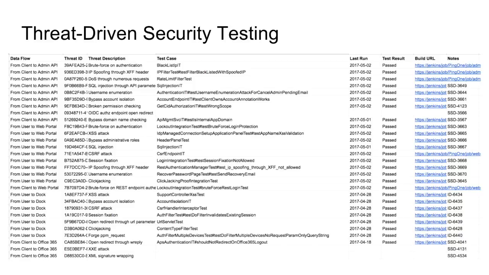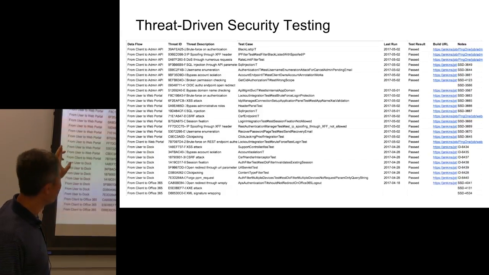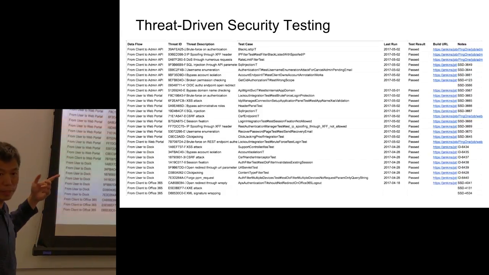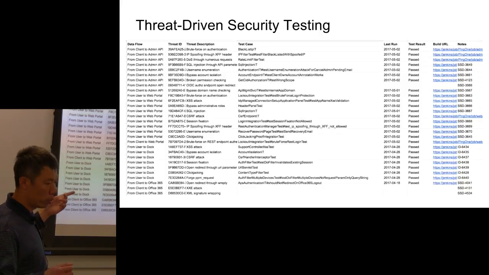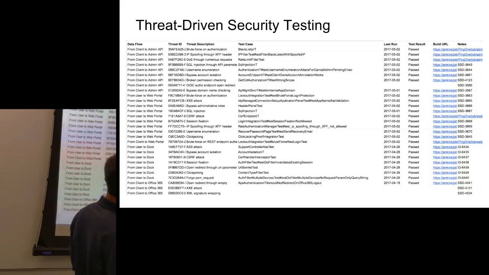So here is an example of the Google Sheet. It's pretty small. Maybe people in the back of the room can't see it, so I will just describe the general idea. The first 3 columns describe the threats. The first column is data flow. For example, the first row says from client to admin API. The second is the threat ID, which is basically a UUID used to correlate the test case to the threat. And the threat description is more for human consumption, to describe the nature of the threat. And the test case really comes from the test case class package.